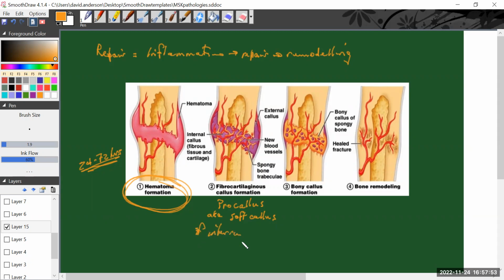we may form a non-union. And if we form a non-union, that's like saying we've created a new joint. So the granulation tissue will not attract minerals, it won't get hard, and as a result, stays mobile. So it's unstable. You can imagine if you had a mid-diaphyseal fracture of the femur, and you didn't immobilize it, and you developed a non-union repair, then you're going to have instability in the middle of the femur.